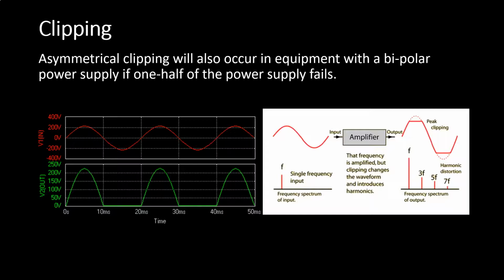Asymmetrical clipping will also occur. Asymmetrical means non-symmetrical. It will occur in equipment that has a bipolar power supply, meaning a positive and a negative voltage power supply, if one half of that power supply fails. In this case, you can see the input signal is the red sine wave. Since part of the power supply has failed, the negative part, all you have in the output is the green signal, and it drops down to the 0 point but fails to go below 0 and complete the other half of the wave. Again, this is going to sound very harsh and distorted because that flat line at the bottom is adding a whole bunch of odd harmonics to the signal as it clips.